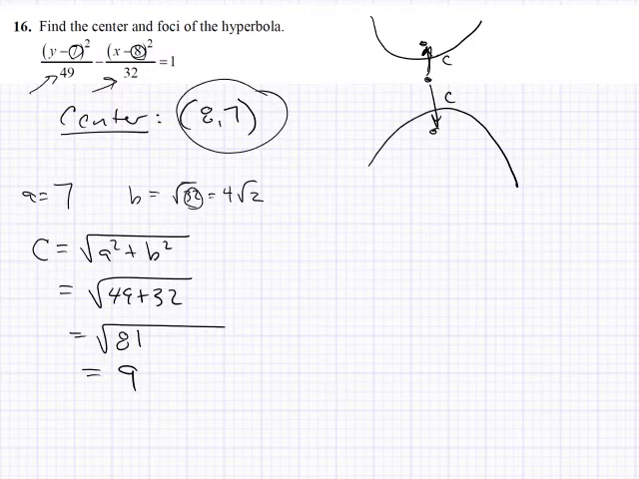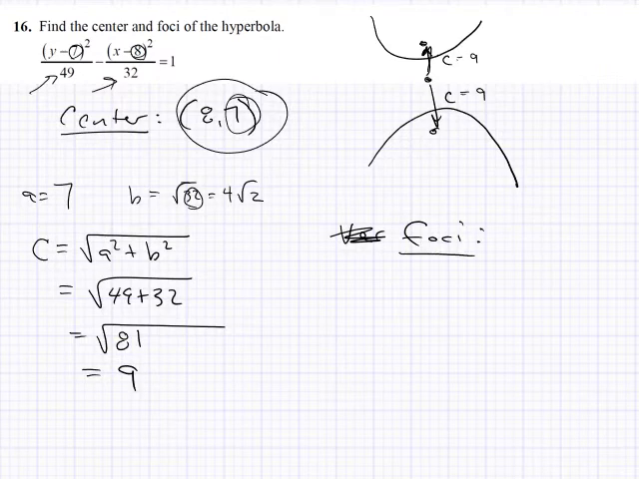So I have to go 9 units vertically off the center. So that would be adding and subtracting to the y value. So the foci would be at (8, -2) and (8, 16).